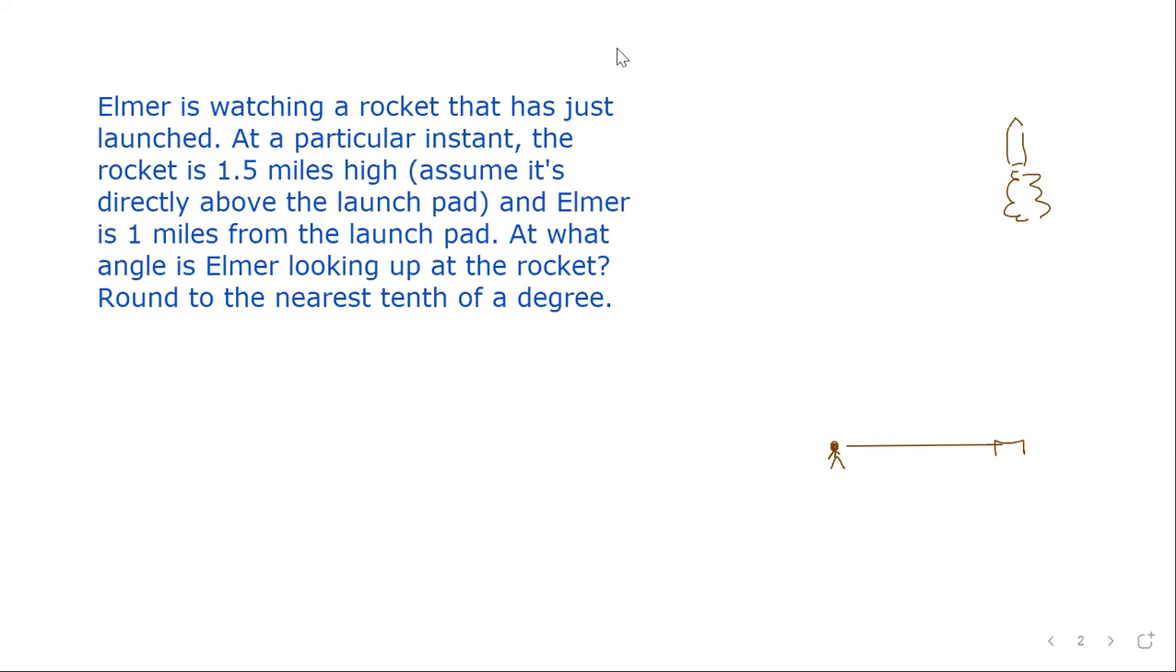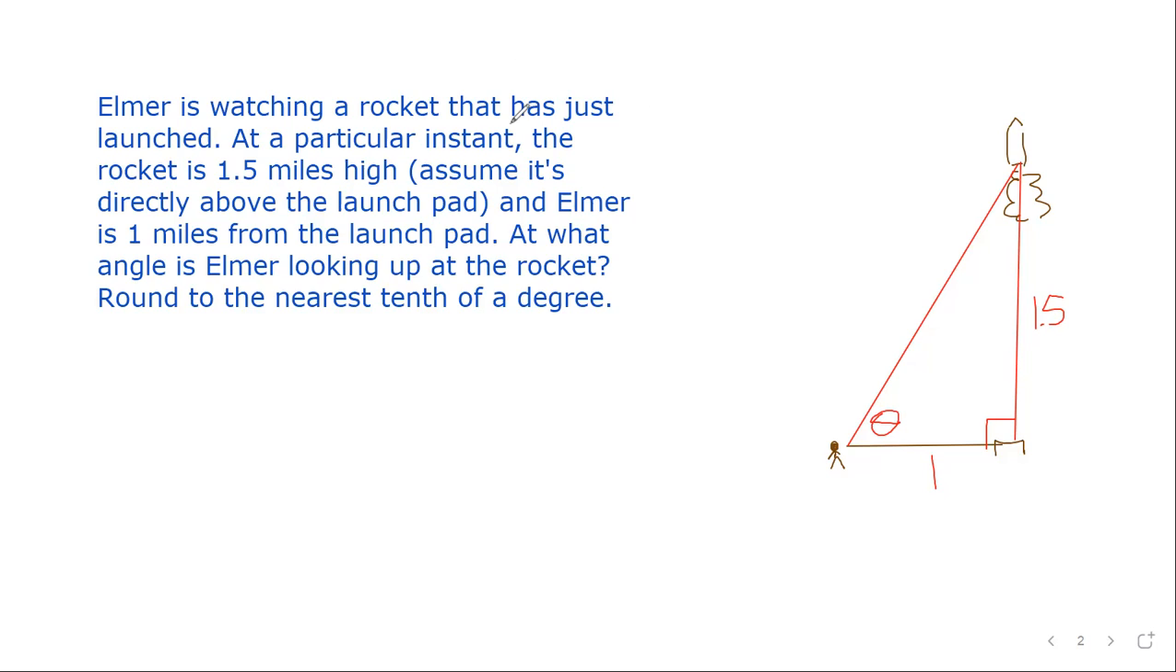What's important here is that this makes a triangle. So we've got a triangle, and we know certain lengths of that triangle. We know that Elmer is 1 mile from the launch pad. We know that the rocket is 1.5 miles straight up. And the fact that it's straight up means that this is a right triangle. And what we're looking for is the angle that Elmer is looking up at the rocket. Now that we have these inverse trig functions as a tool, we can set this up.